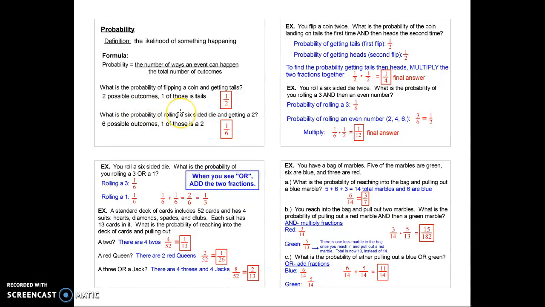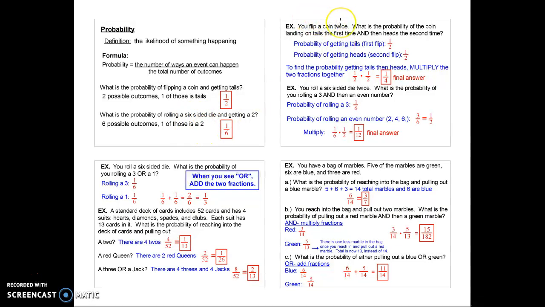What is the probability of rolling a 6-sided die and getting a 2? Well, on a 6-sided die, there's only one 2. So I have one chance of this happening out of 6 total possible outcomes. It's a 6-sided die, so I have 6 different values that it could land on. One of them is the 2 that I want. So my probability is 1/6. Okay, so those are single probabilities when it's just a single event that you're looking for to happen.